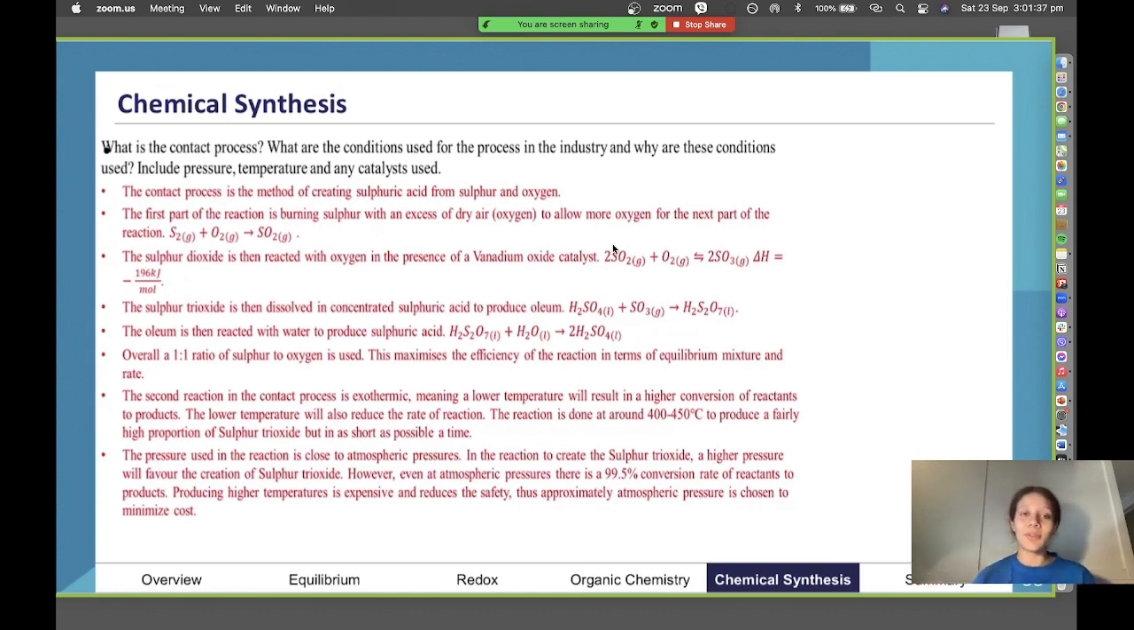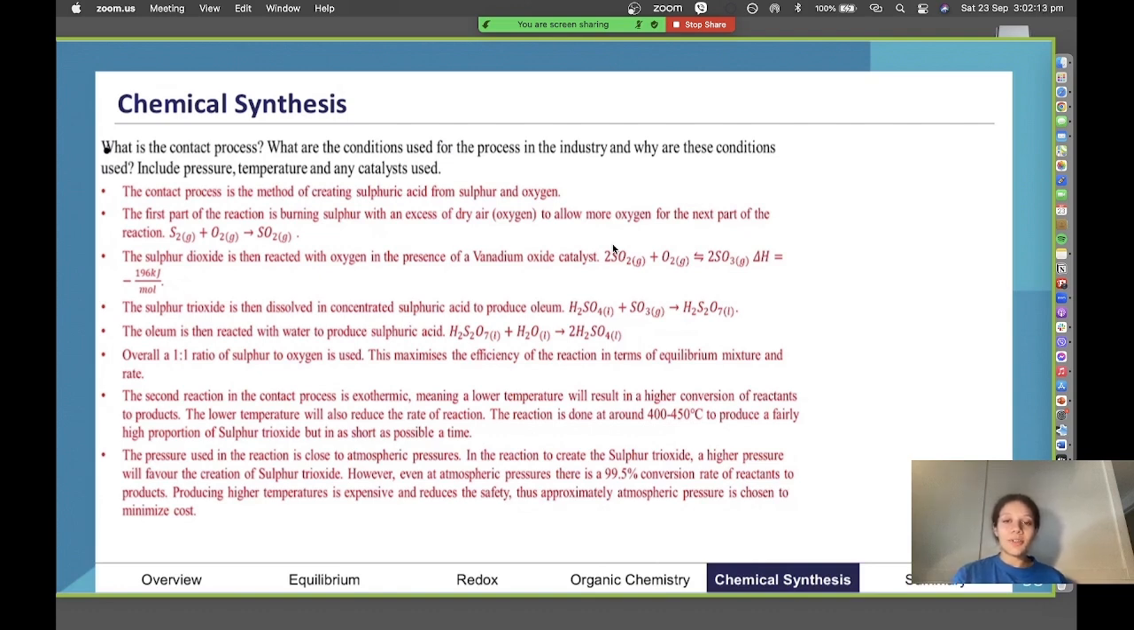So going through it, the contact process is creating sulfuric acid from sulfur and oxygen. The first part is when you burn sulfur with excess of dry air to allow more oxygen for the next part of the reaction, so we're making SO2. And then the sulfur dioxide is reacted with oxygen in the presence of a vanadium oxide catalyst. That's the equation there. And we get sulfur trioxide as a product. And then we take the sulfur trioxide and we dissolve it in concentrated sulfuric acid to produce oleum. And then we take the oleum and we react it with water to produce more sulfuric acid.